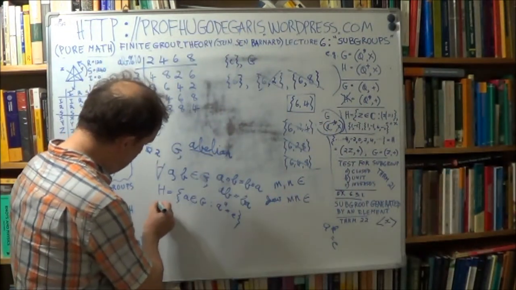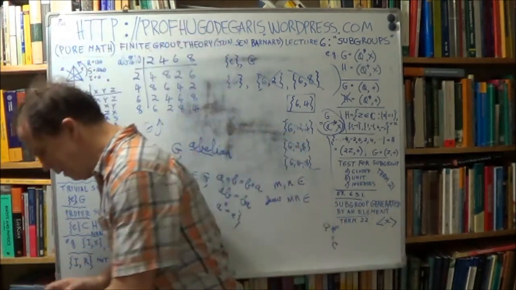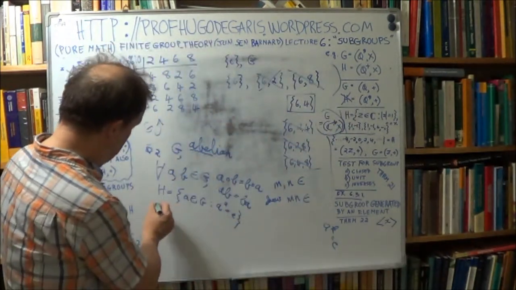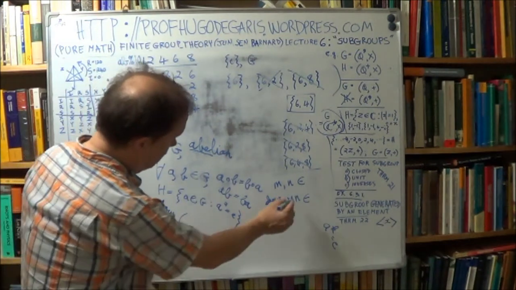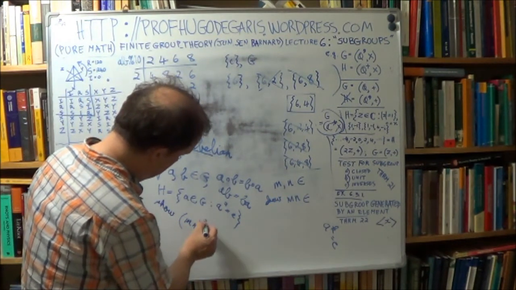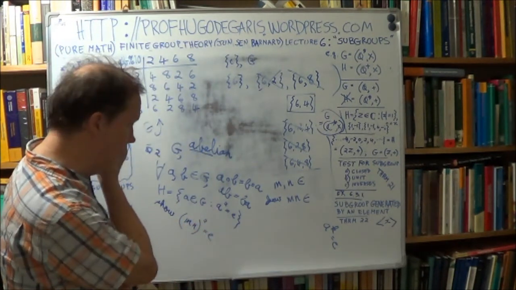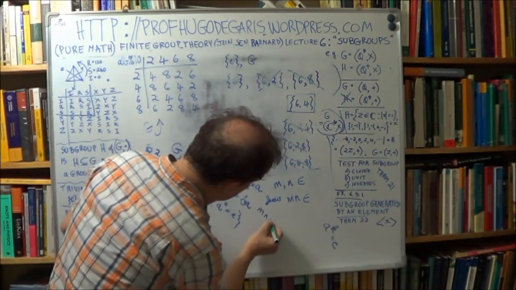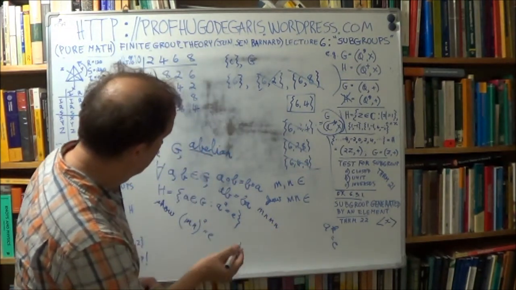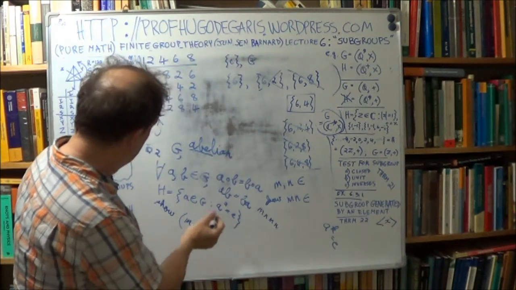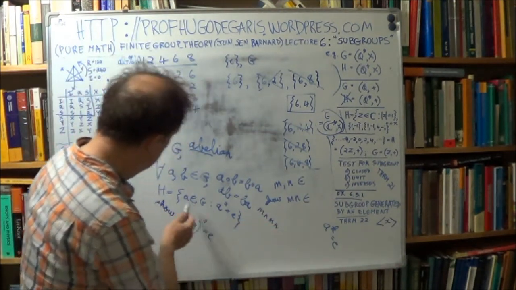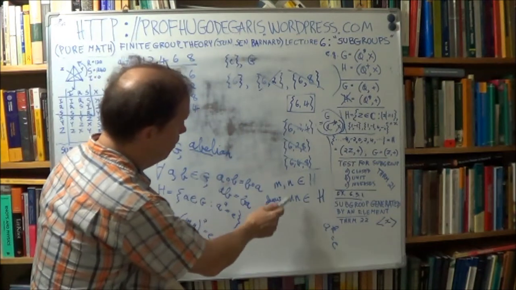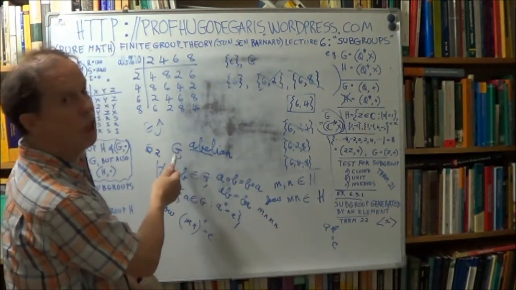So show that (MN) squared equals E. We have to prove that, and if we can do that, then we've shown closure. So (MN) squared is just MNMN. Now M and N belong to H. And if M and N belong to H, they belong to G.